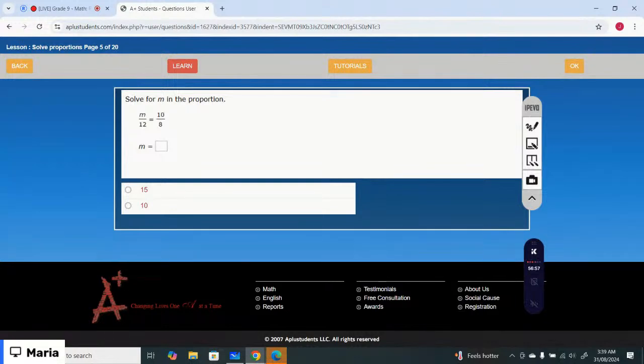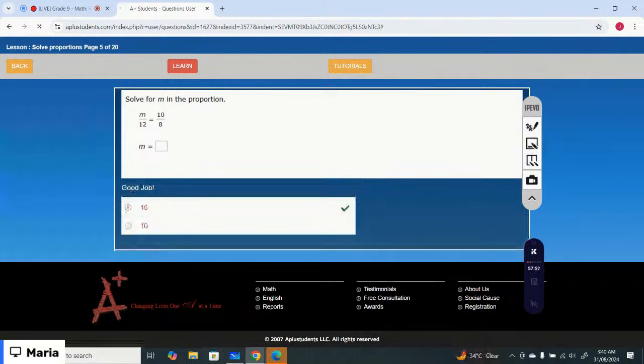Solve for M in the proportion. So which is the correct option? The correct option is option number 1, that is 15. 12 times 10 is 120 and 120 divided by 8 is 15. Okay, you can complete the lesson by yourself later today.